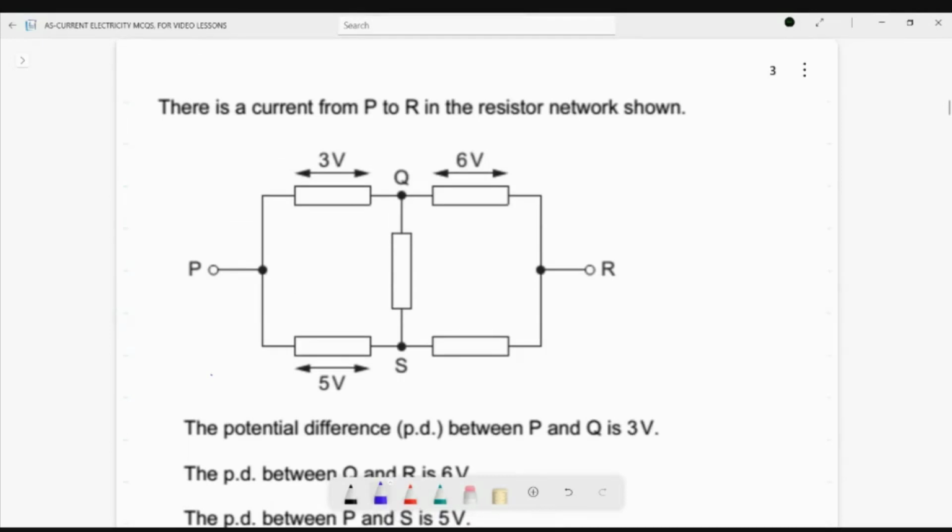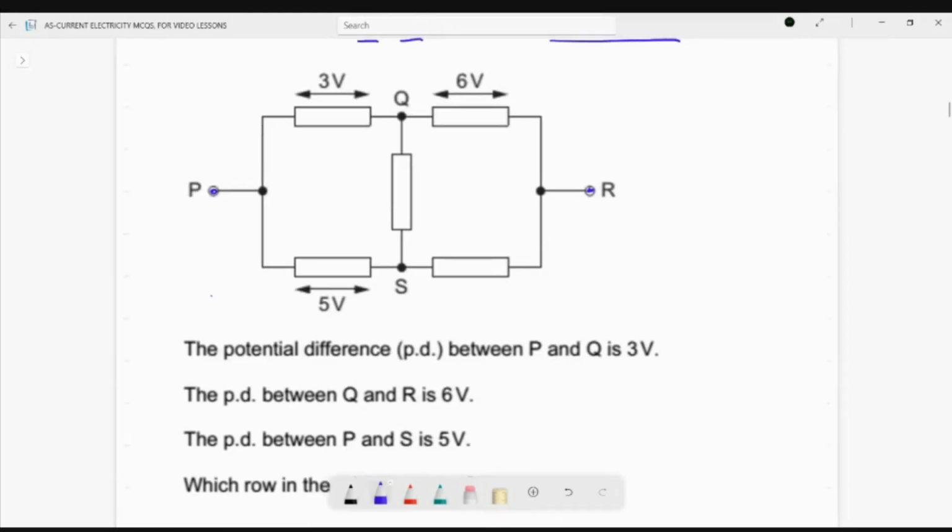Okay, the question is: there is a current from P to Q, P to R, in the resistor network as shown in the figure. Here is P, here is R, and in that resistor network, let's say these are the resistors. The resistors are not mentioned over here, but let me call them R1, R2, R3, R4, and R5. These are the five resistors across which different voltages are being dropped.